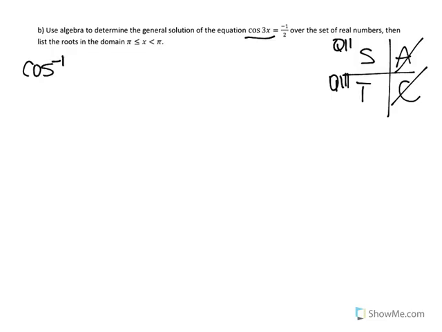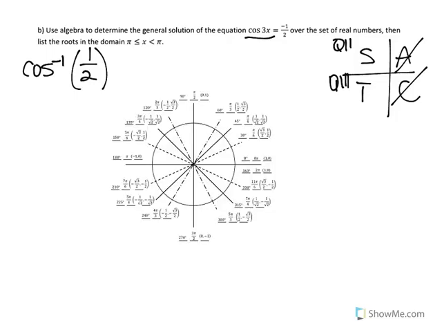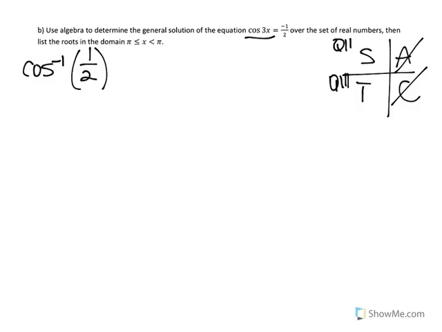So I would do cos to the negative 1 of 1/2. We don't have to worry about the negatives or anything because we're just going to use the unit circle. Looking on my unit circle, I want cos to be 1/2. That's going to be right here. So my angle that I want is 60 degrees. Oh, we are dealing with radians, so we are dealing with pi over 3. So our reference angle is pi over 3. And we're going from, that's supposed to say negative pi to pi.